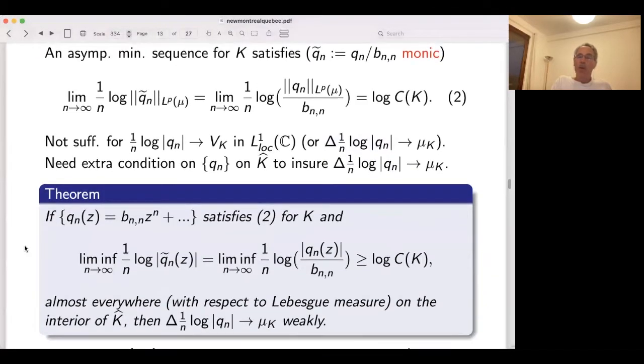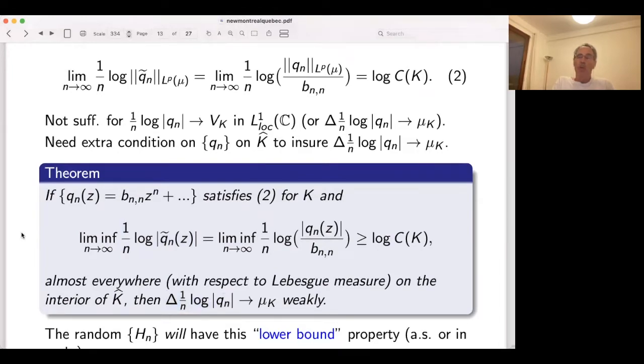And here's a deterministic theorem of Duncan's, that if you have a sequence Q sub n like this that satisfies the second condition, then if the monic guys on their norms go to the log of the capacity, if 1/n times the log of the monic guys actually get up to the log of the capacity in a lim-inf sense almost everywhere with respect to the Lebesgue measure on the interior of the polynomial hull of your compact set, then together with this other condition, the normalized zero measures will converge weakly to the target measure, mu sub k. And so this is a deterministic result of Duncan's.